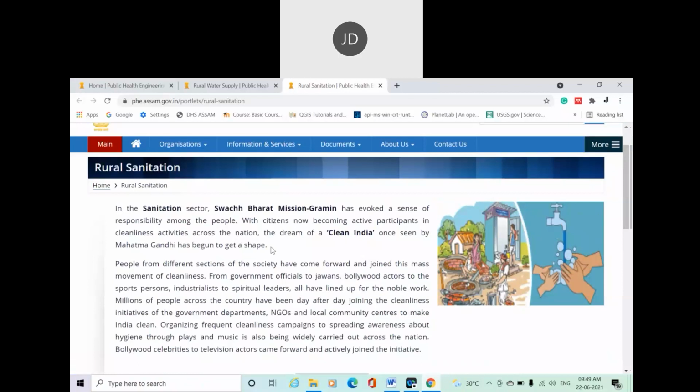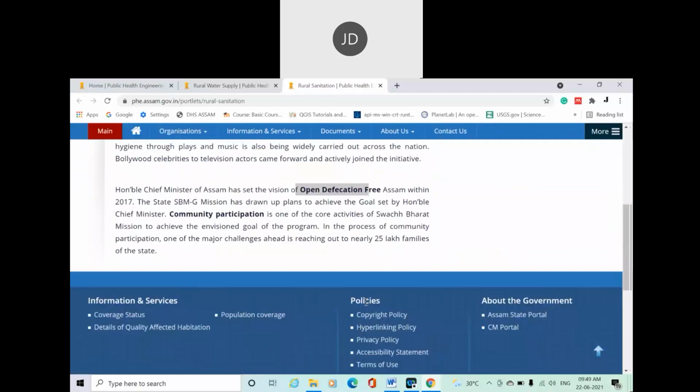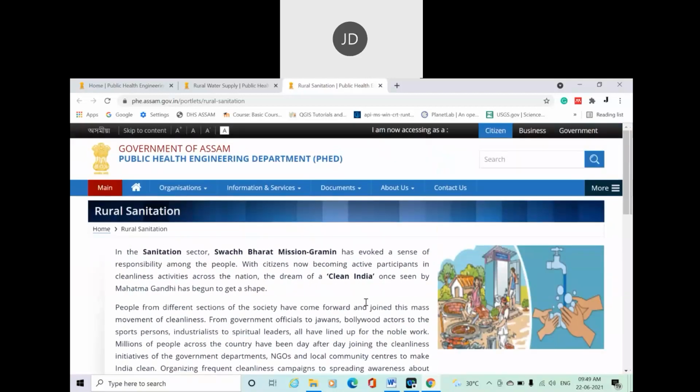You can also go through your own government's website. The public health department deals with this, with the different schemes and projects that have been adopted. You can go through this. In Assam, the Public Health Engineering Department is running the project of installing household toilets for every household in different rural areas. If you want to know more about that, you can check the homepage.